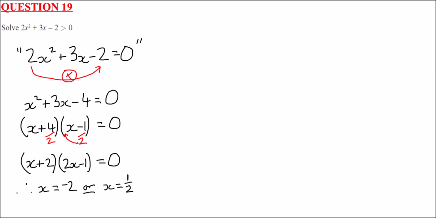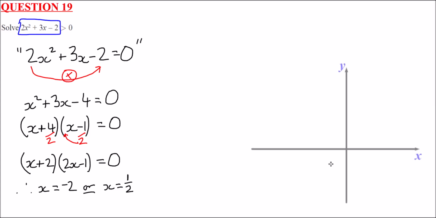Now, what I'm going to suggest we do is think about plotting this as a curve. So let's imagine 2x squared plus 3x minus 2 as a curve. We can now start thinking about this as an inequality rather than an equation, which I've done here. So let's sketch it on a coordinate grid. The coefficient of x squared is positive. It's a positive 2x squared, so it's going to be a happy parabola.